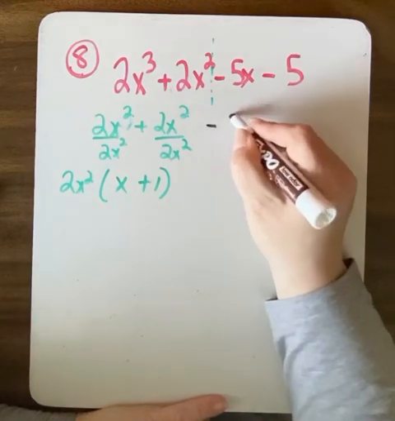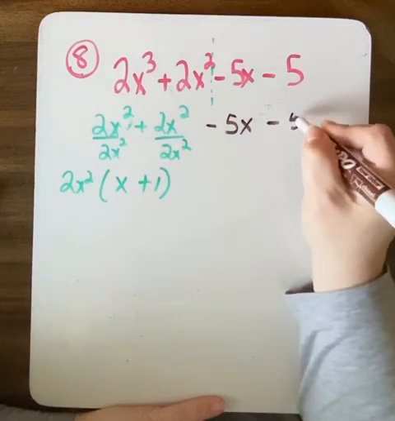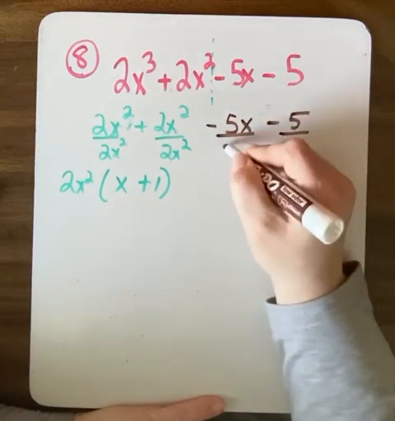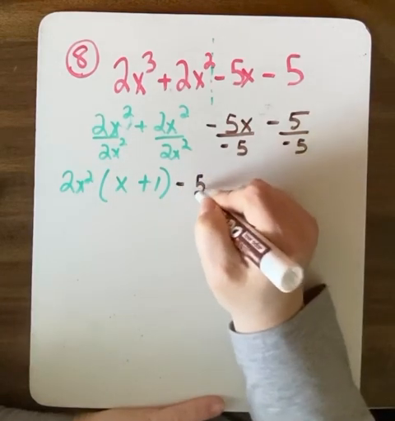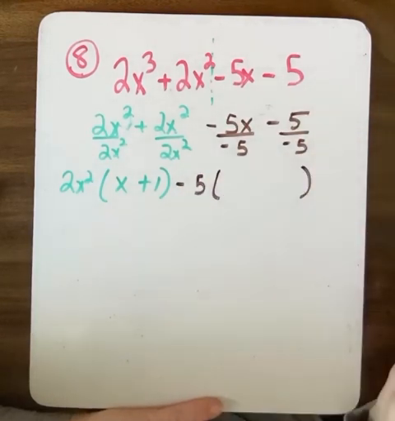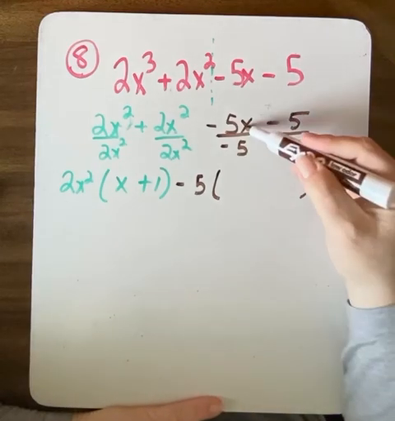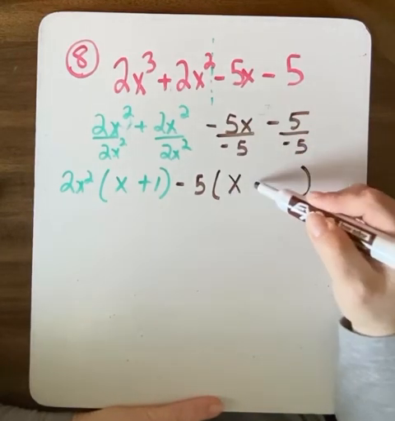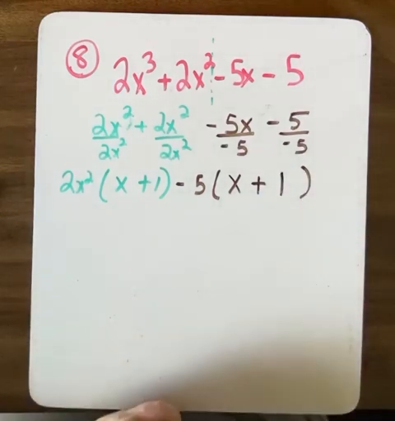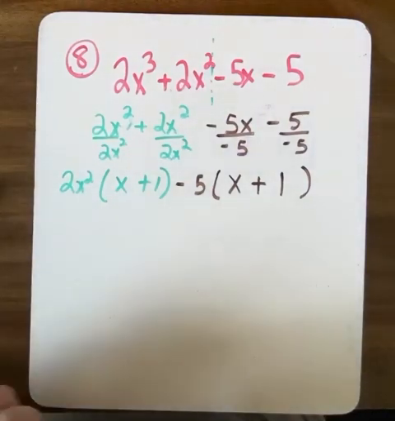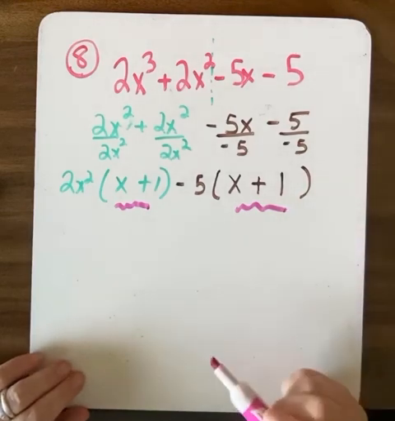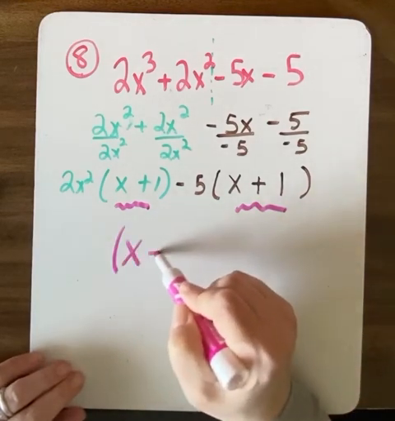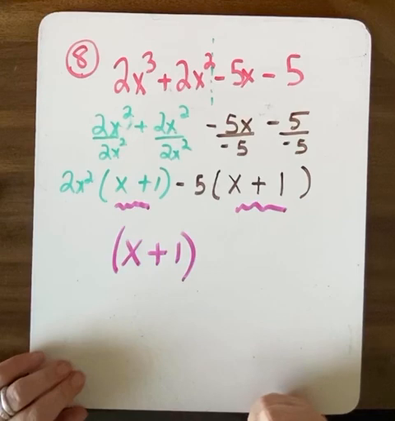And so I see negative 5x minus 5. My GCF is going to be a negative 5. And so when I link this together down here, that's where that negative 5 is going to show up. And when I divide, I'm going to have x plus 1. Now hopefully, if I've done this correctly, this parenthesis and this parenthesis are the same, and those are one of my factors.